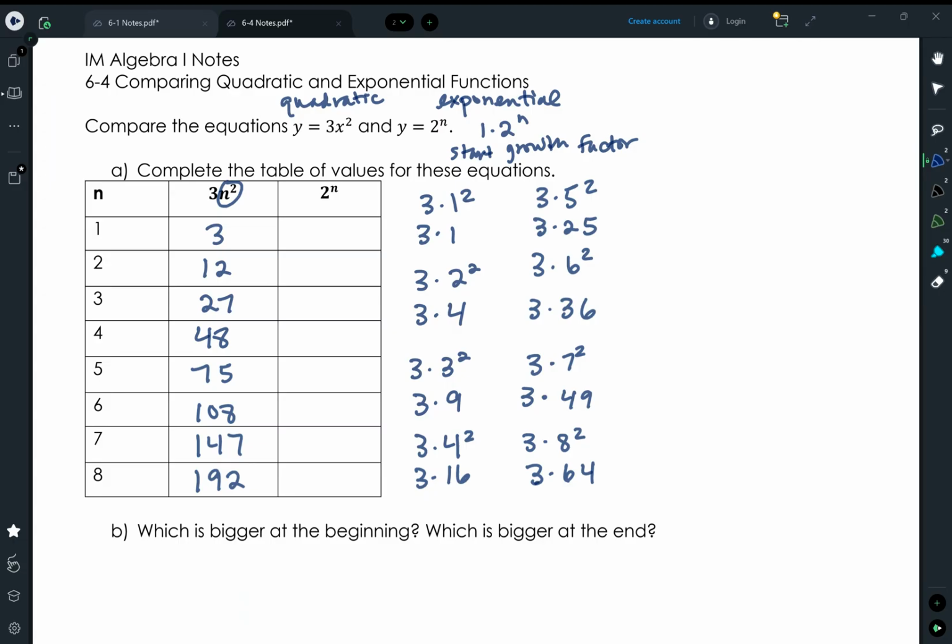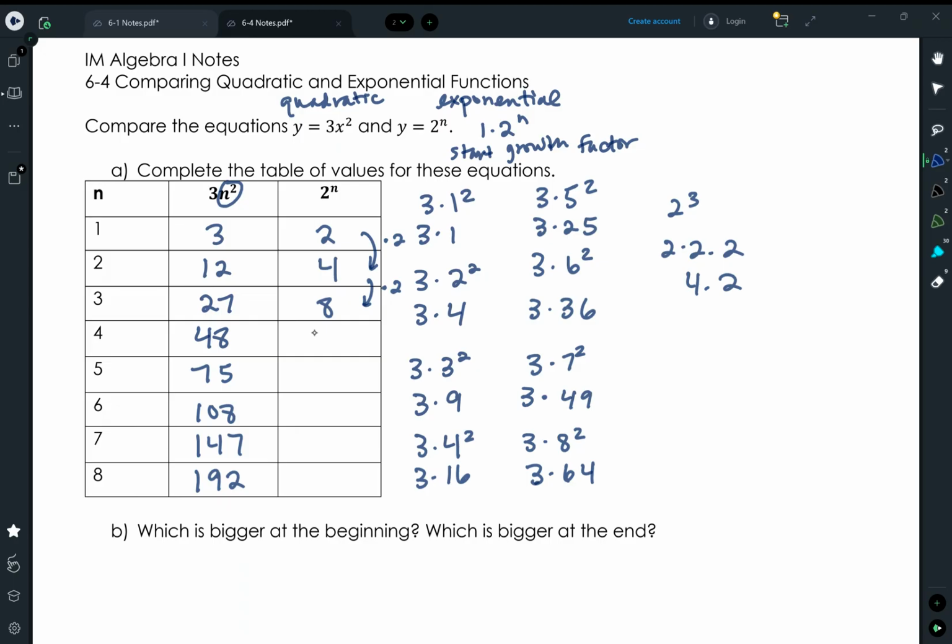So let's remember that 2 to the first power is 2. 2 squared would be 2 times 2, that's 4. And then because this is really doubling each time, 2 to the third power means 2 times 2 times 2. Well, that's a 4 times another 2. What I can do is just go down this table and keep multiplying by 2 because that's my growth factor. So I'm just going to keep doubling those values.